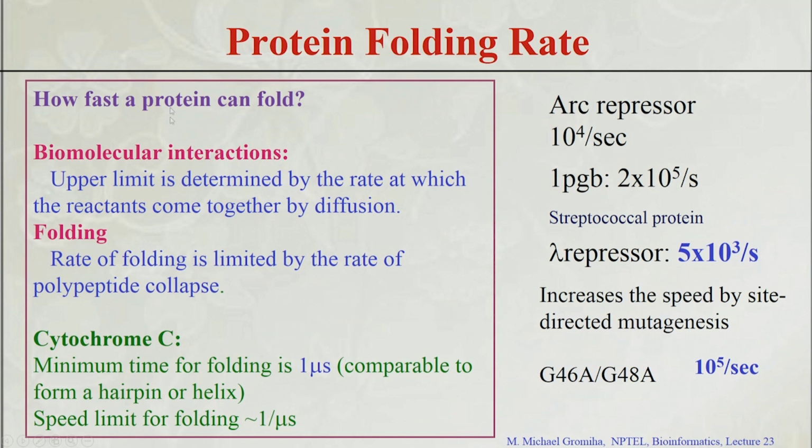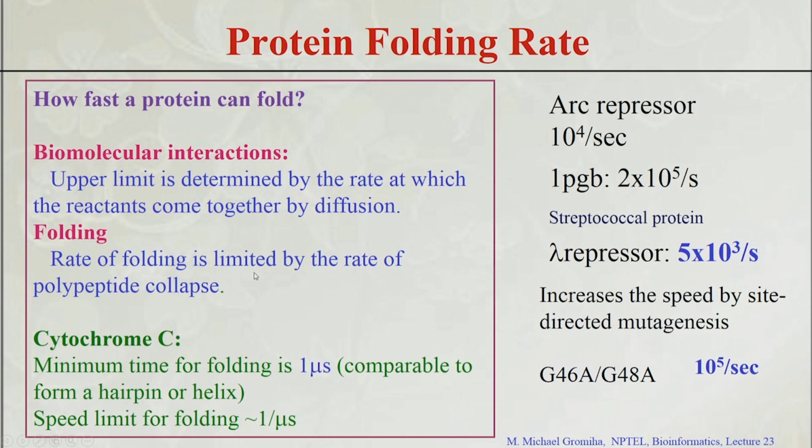For example, if you take the biomolecular interactions, for two different proteins or a protein and DNA, if they want to make a complex, you can see the upper limit is determined by the rate at which the reactants, the molecules involved in the reaction, come close together by diffusion. So, how much rate they take.